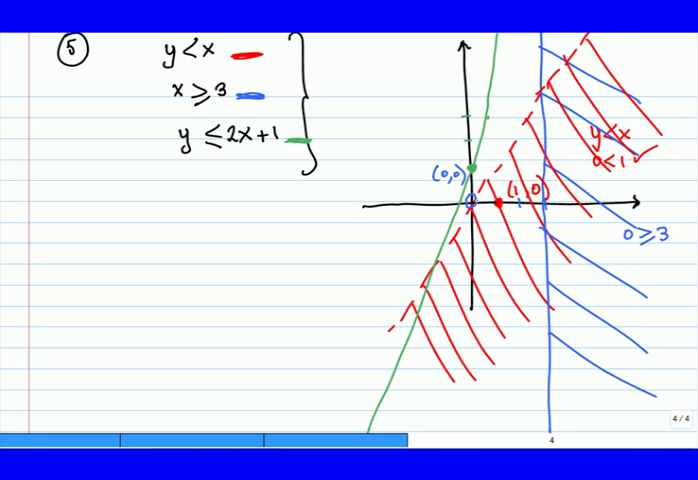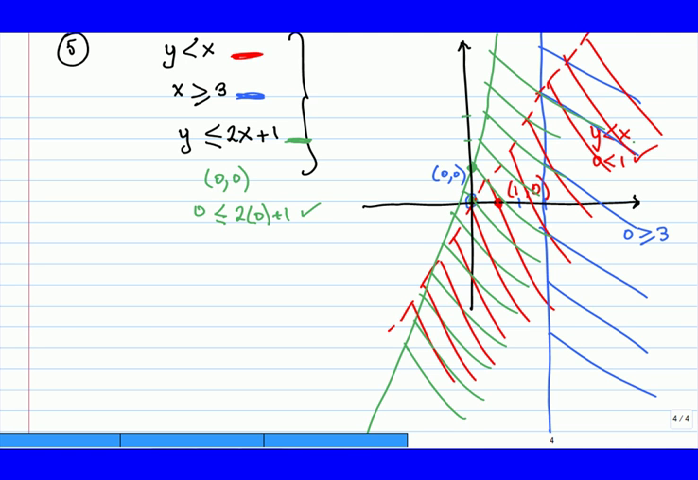Then have a test point of 0, 0 again, and let's check that. 0 is less than or equal to 2 times 0 plus 1. Is that true? Yes, it is true. What does that mean? That means I'm going to shade this part. That's why you need colors. All right? Now you have to look at it. Where does the green, red, and blue overlap?